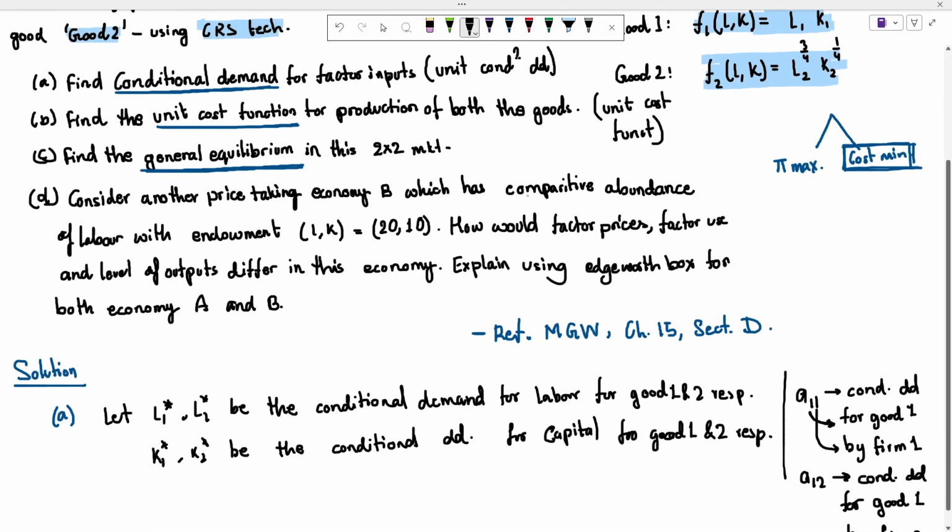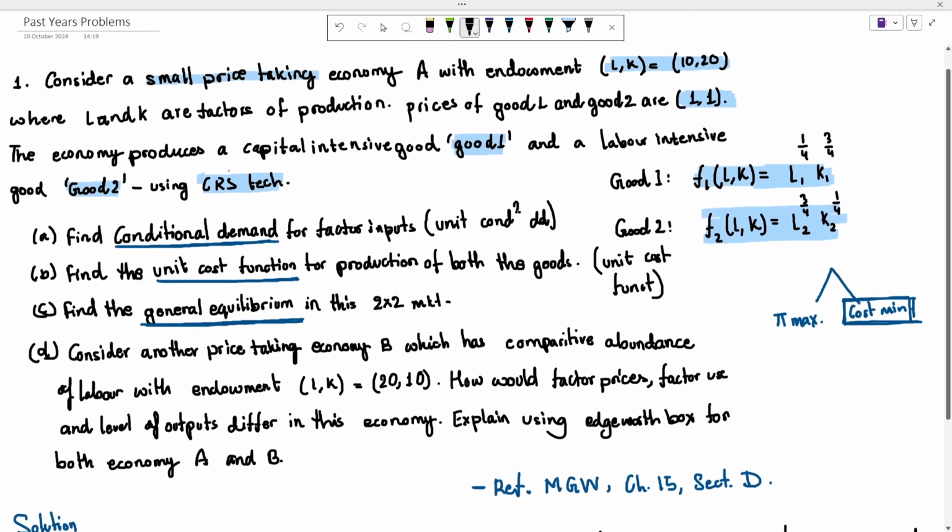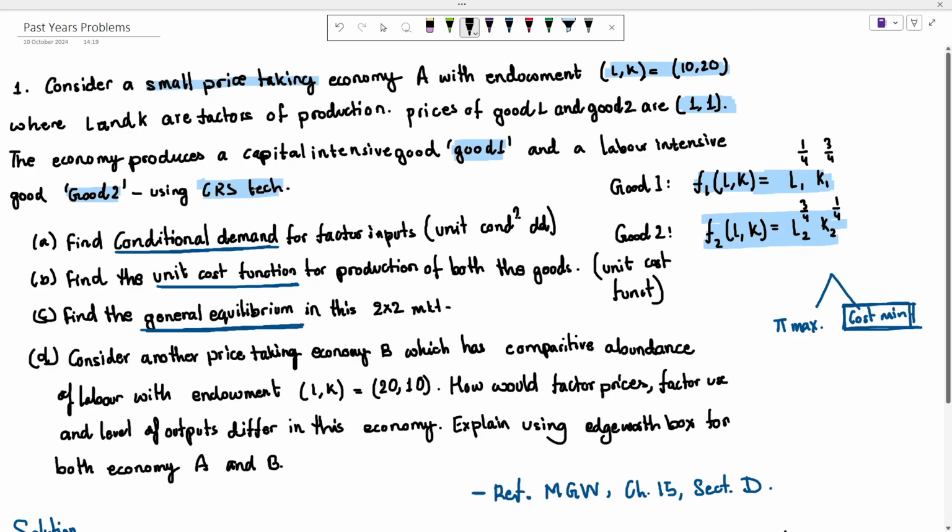Because it is easier, and since we are given that the technology is CRS, constant returns to scale, we can just find the unit cost, and then we can find the cost of any level of output. We just multiply by that number, and this we wouldn't have been able to do if it was anything other than CRS. Had it been IRS or DRS, that wouldn't have been possible. For CRS it's possible. So we'll focus on finding the unit conditional demand and unit cost function.